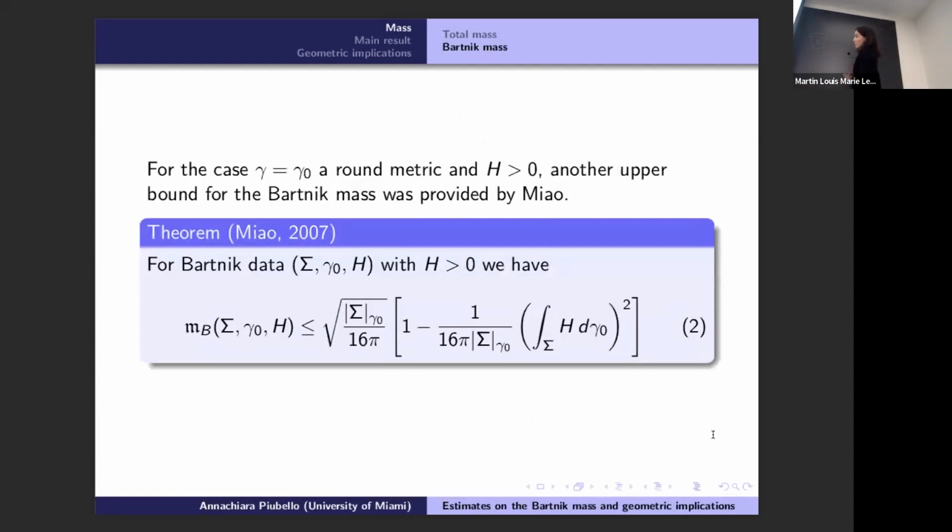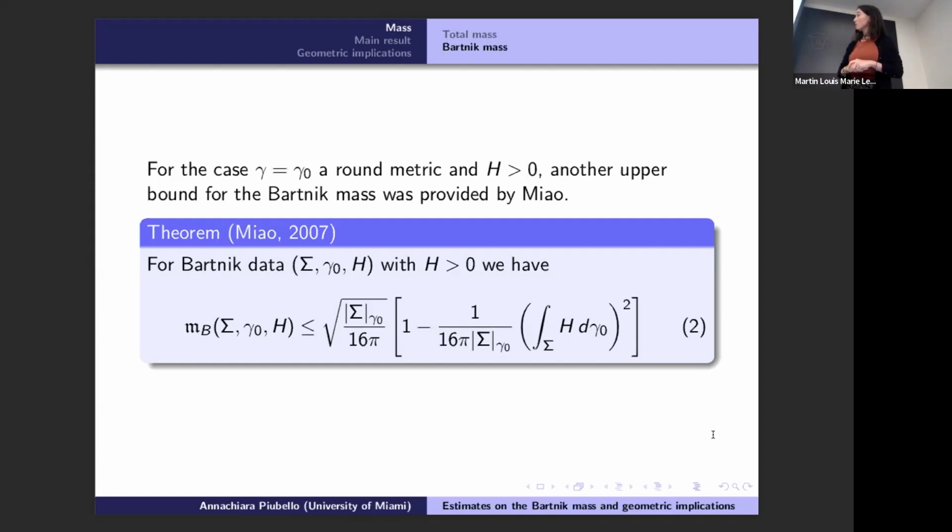Another estimate for the Bartnik mass was provided by Miao. So remember how Mantoulidis and Schoen were looking at this extreme case of the horizon, where the mean curvature vanishes. Miao instead looked at another extreme case of having the metric to be the round metric, and then h to be a function that is positive on sigma.